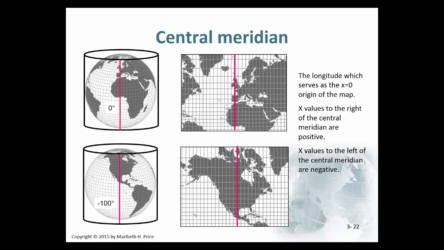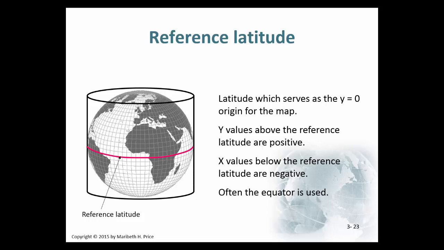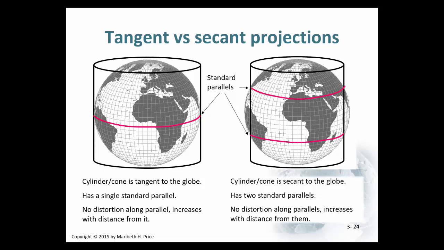Projections will have both a central meridian and reference line. The central meridian is where x, or easting, would be equal to 0. The reference line is where y, or northing, would be equal to 0. Cylindrical and conic projections can be tangent or secant. A tangent projection has one standard line. Secant projections have two standard parallels, or places where the paper touches the globe. Along these standard parallels, there is no distortion.